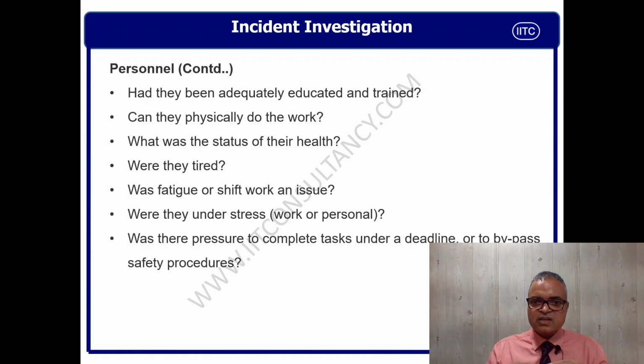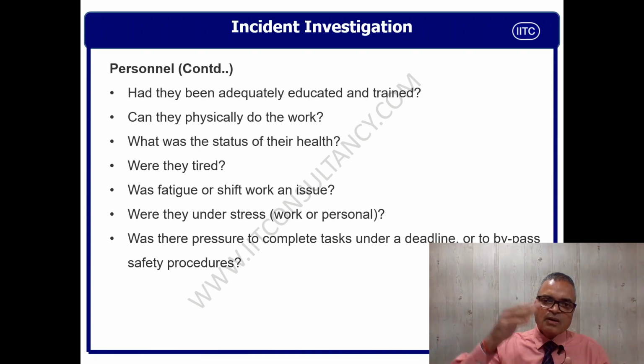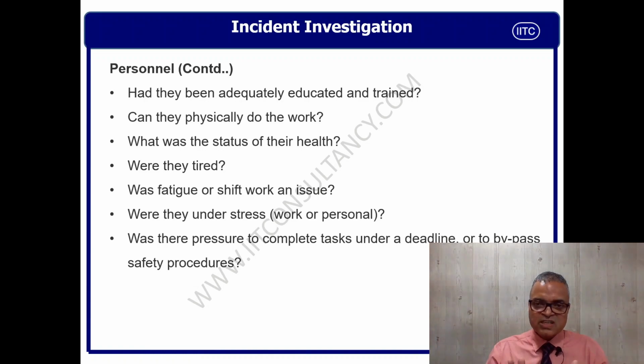Was fatigue or shift work an issue? Did this incident happen in the night? Was it their shift incident? Were they tired, or were they doing the work for more than 8 hours, more than 16 hours, more than 24 hours? Although this is legally prohibited, to give overtime to prevent human stress, were they under stress? So work stress or personal stress, whether they were stressed to complete the work in the given time, or it was personal stress. Was there pressure to complete the task under a deadline or to bypass any safety procedure?